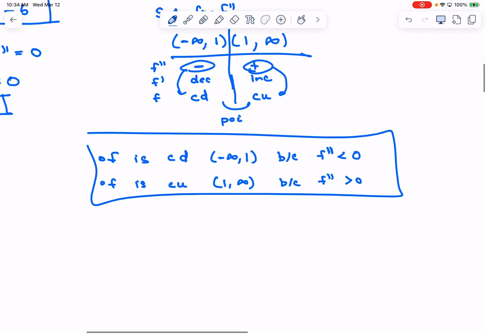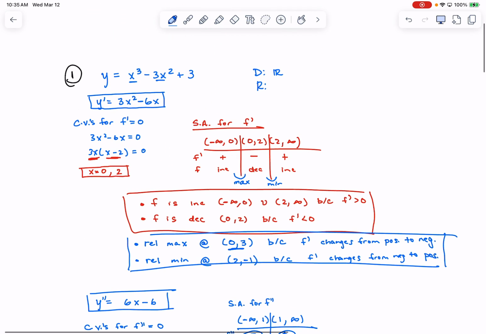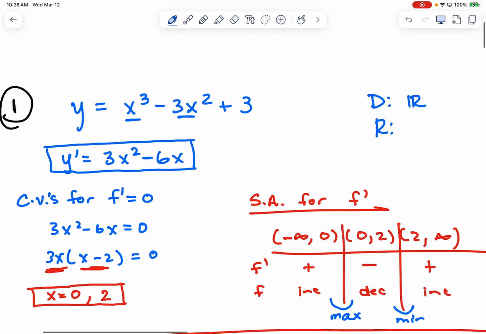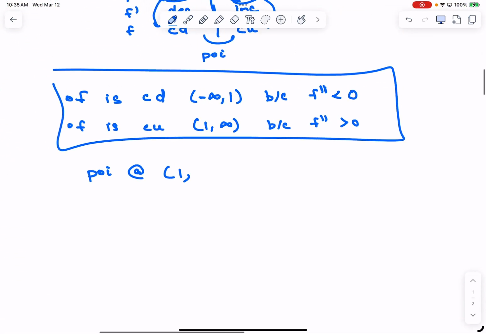And then POI is going to be easy. POI at where? At 1 comma the original. Always the OG to get the points. That's a good question. All right, if you plug 1 in, I believe we already did plug 1 in, didn't we? No. So we have 1 minus 3 is negative 2. Negative 2 plus 3 is what? 1. So it's (1, 1).